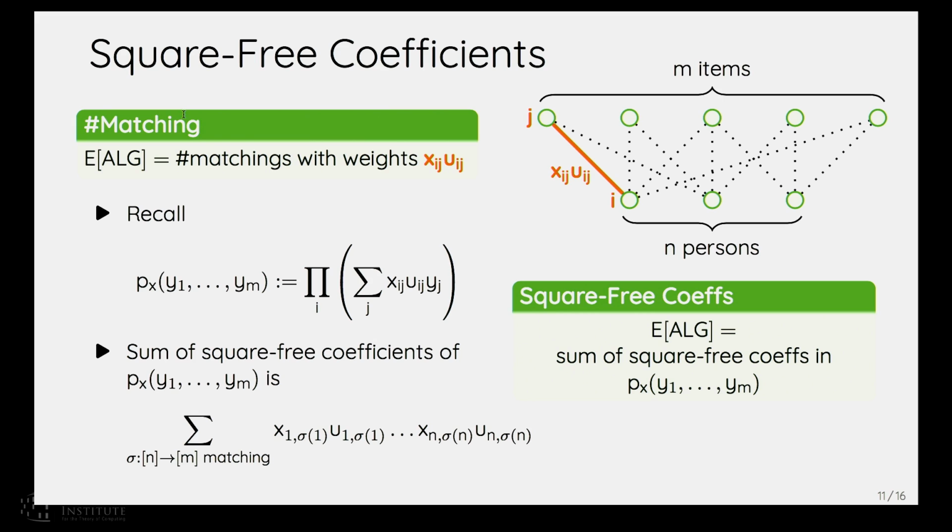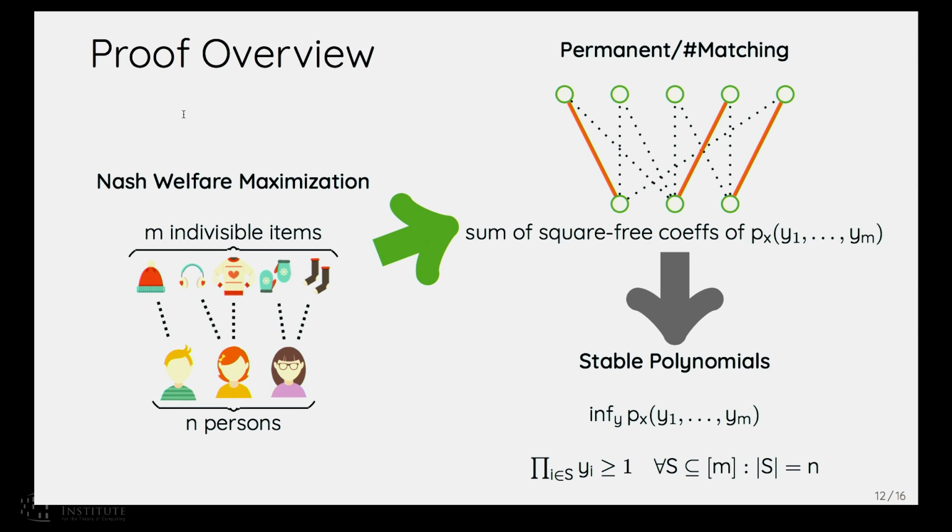Even without thinking about the Nash social welfare problem, this polynomial can still be used to capture the number of matchings in a bipartite graph, so it has its own applications. All right, so we've completed this step, the last step.